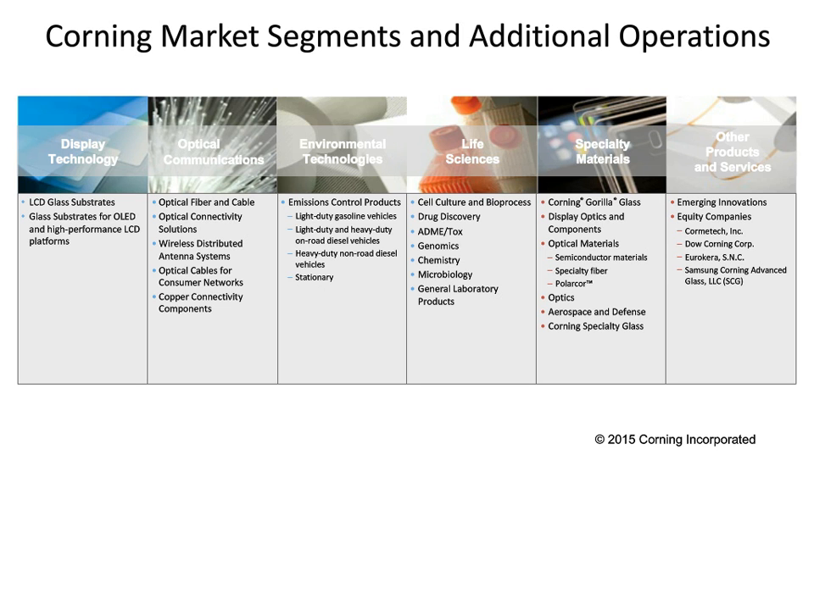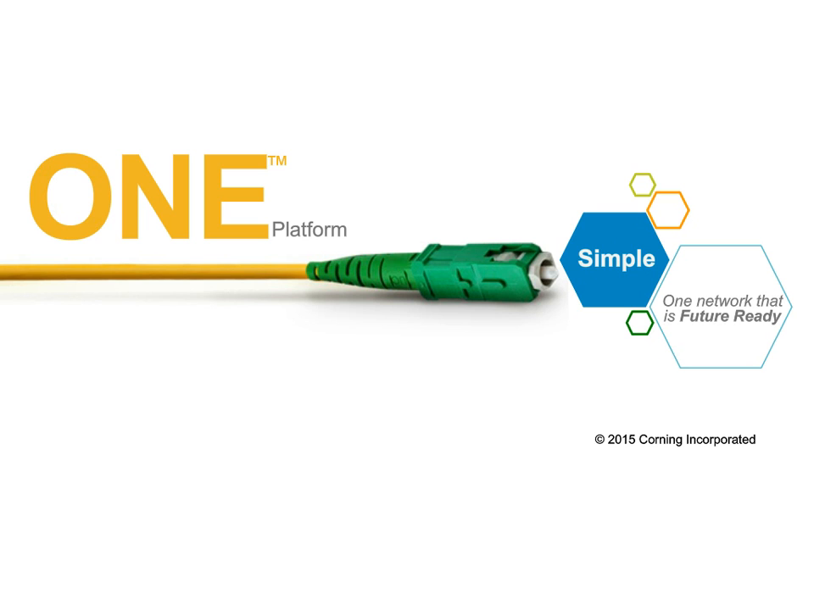And then last but not least, we're also involved with some other third-party companies that we either have partnerships with or own a share of, companies like Dow Corning and Samsung Corning Advanced Glass. So a little bit about Corning and our history and the things that we do. We're going to talk to you today about something called the One Platform, and really how the One Platform that Corning has developed can be part of a converged solution, specifically around healthcare.